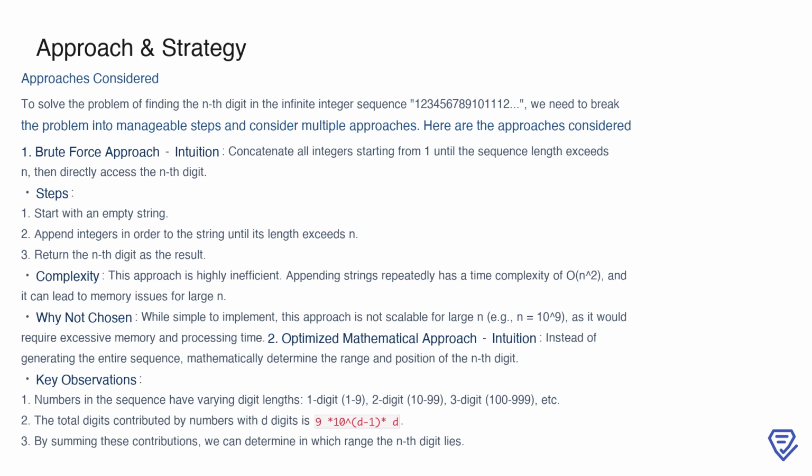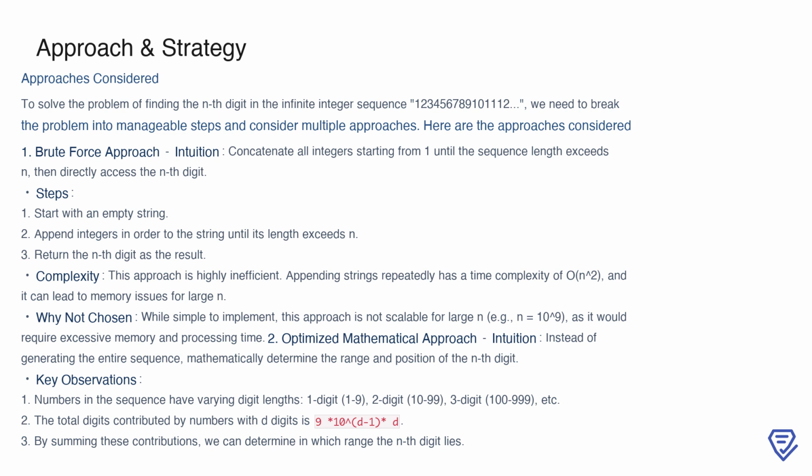While this method is simple and intuitive, it has significant drawbacks. The repeated string concatenation makes it computationally expensive, with a time complexity of n squared, and it also consumes a large amount of memory, making it impractical for large values of n, such as 10 to the power of 9.